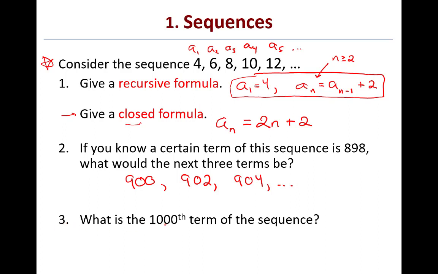What about the 1000th term of this sequence? Well, I could just recursively go out, add 2, add 2, add 2, and do that 1,000 times. Or I can use the closed formula. A sub 1,000 is, using my closed formula, 2 times 1,000 plus 2 equals 2002.